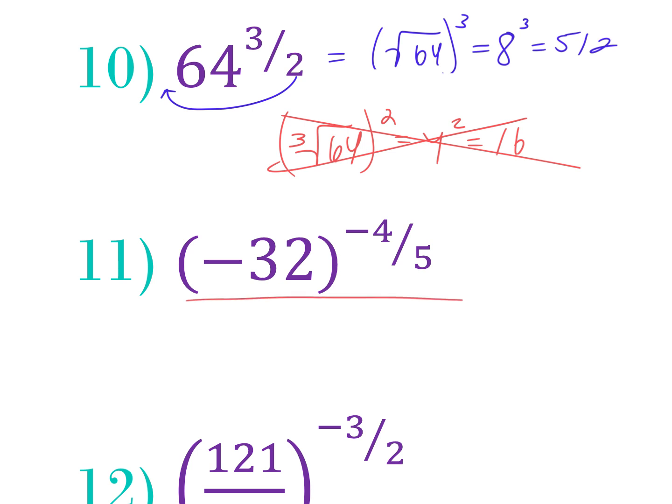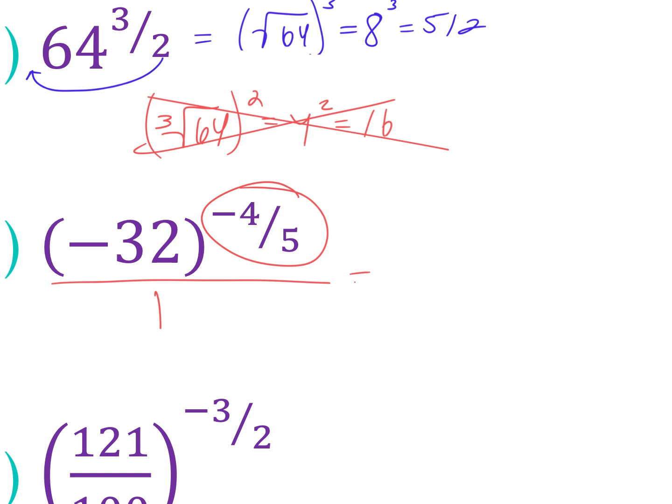What do you notice here? Number 11. There is a parenthesis. Good. And then what else do you notice? There's a negative exponent. So let's deal with that first. How do I make that positive? I'm going to move it down. So it's 1 over. Does 32 become positive? No, the number still is negative, and that's fine.